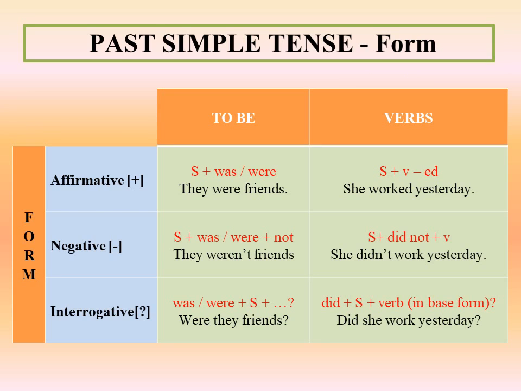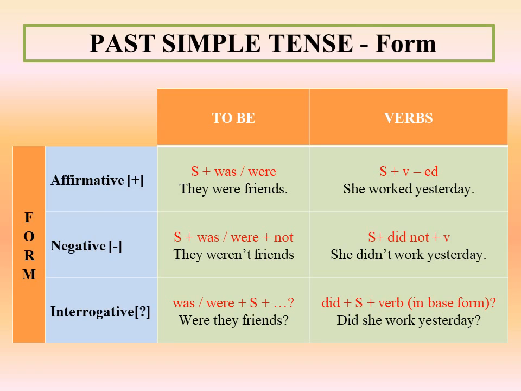Now, we are going to see the form. There are three forms: affirmative, which is also called positive, negative, and interrogative, that is, the question-based one. Affirmative means we always say the sentence in a positive way, the action which has happened in a positive way, where do not or will not do not come. For example, they were friends. She worked yesterday.